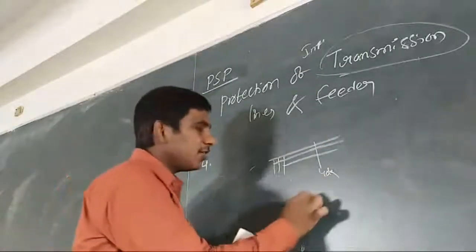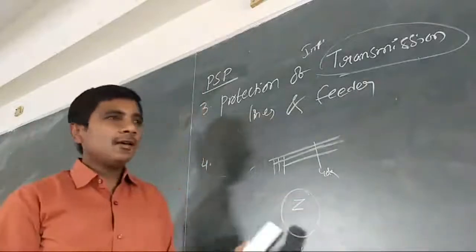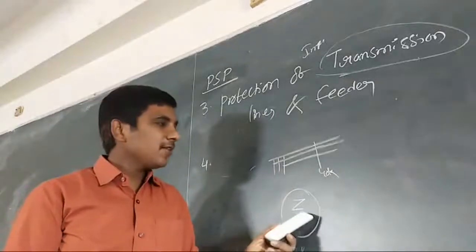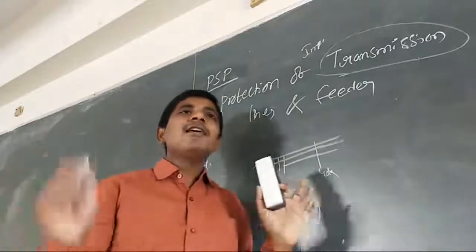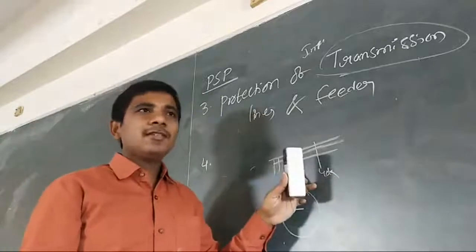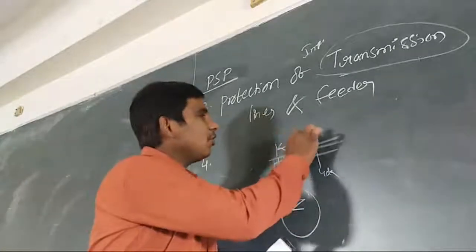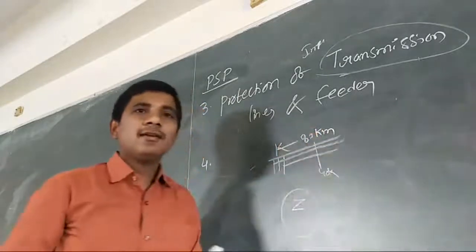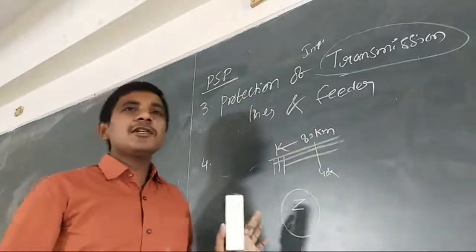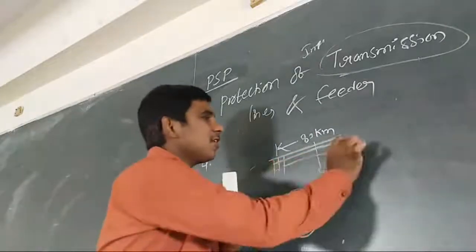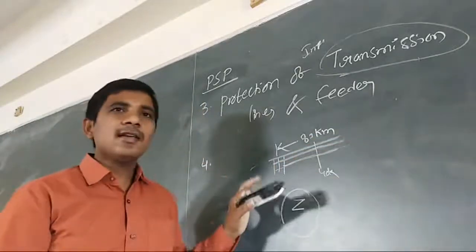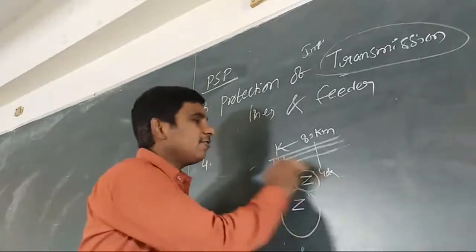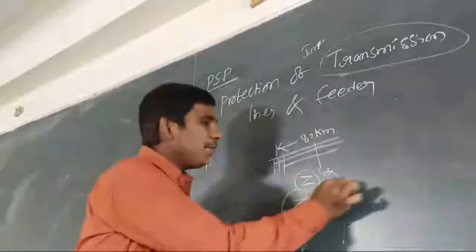The impedance seen by the relay will be different. Hence, the protection of the transmission line will happen. First they will find the impedance of the line under normal conditions. Suppose the length of the transmission line is 40 kilometers or 80 kilometers, assume that it is a short transmission line. Under normal working conditions, what is the impedance of this transmission line? Because the transmission line has conductors, they have resistance and inductance. The impedance of the line is what they will see first. This is the normal impedance.